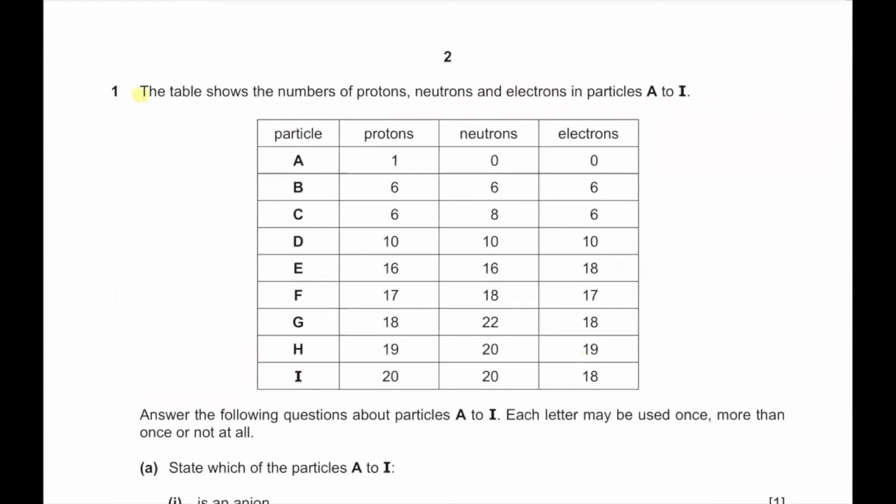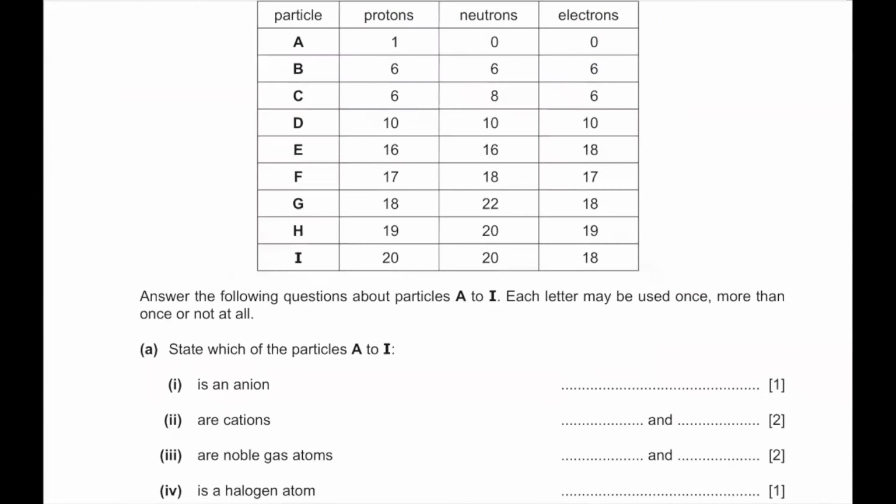Question number 1. The table shows the number of protons, neutrons, and electrons in particles A to I. Answer the following questions about the particles A to I. Each letter may be used once, more than once, or not at all.